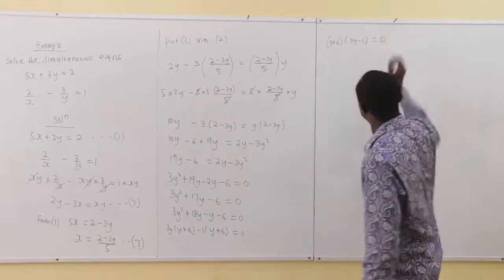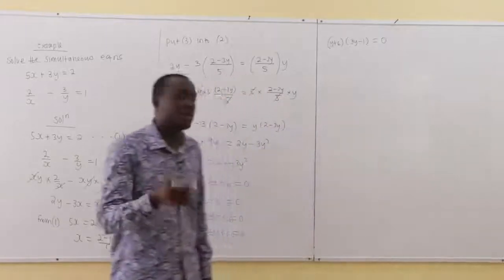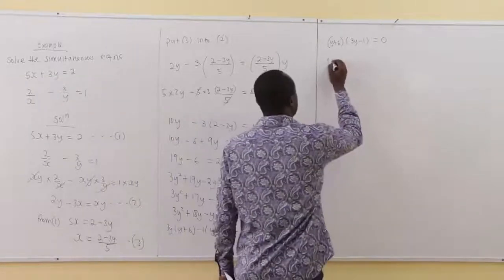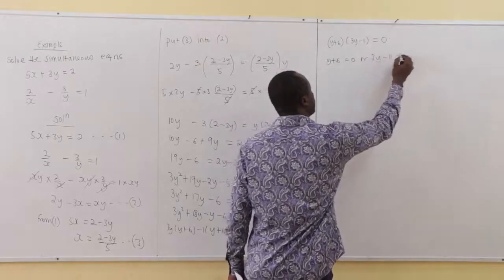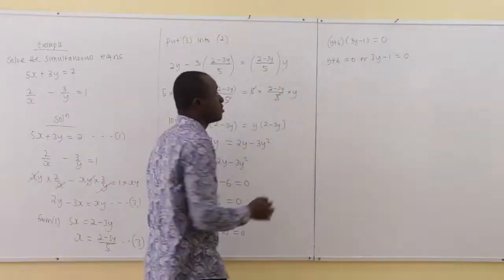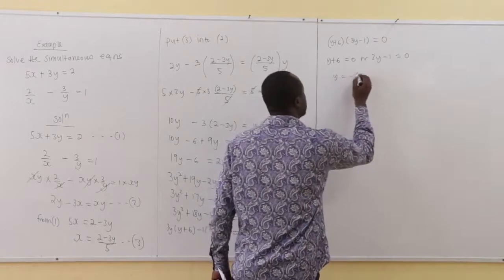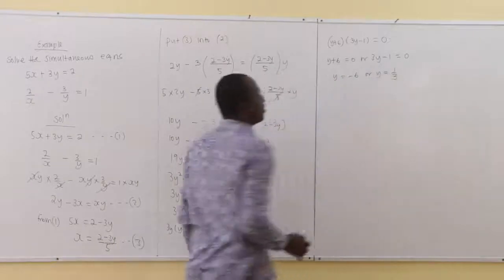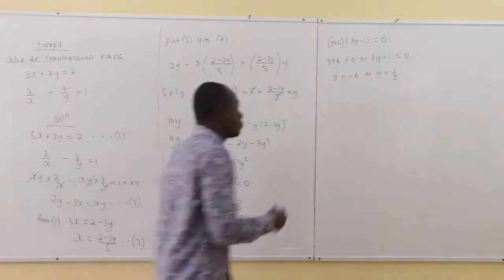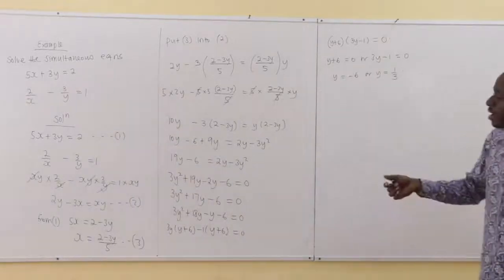And this is just equal to 0. Let's use the null factor principle here. So you have y plus 6 equal to 0, or 3y minus 1 equal to 0. So y is equal to negative 6, or y is just 1 over 3. We want to find the corresponding values of x.